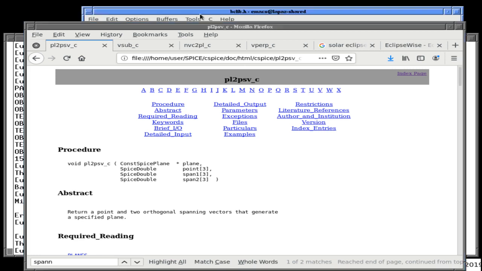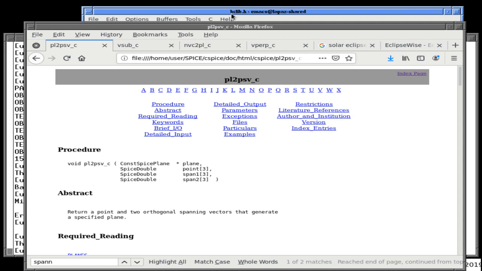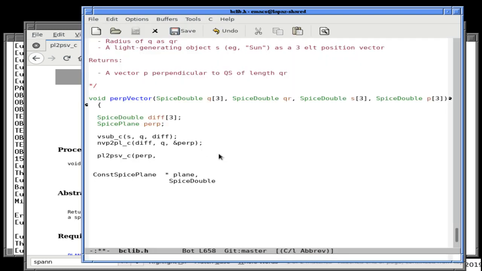So the plane we want is the perp plane that we just created, the perpendicular plane. The point, that's going to be an output, so we need to have a place to hold it. We'll call it point, the point in the plane, vec1 and vec2. Point, vec1, vec2. Okay. And then at this point, it doesn't matter which one we return, actually. We could run a combination of them if we wanted to.